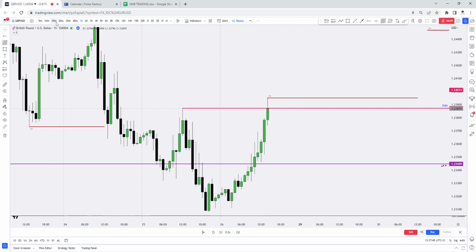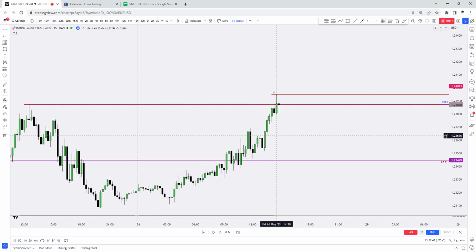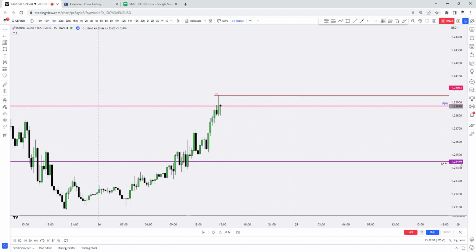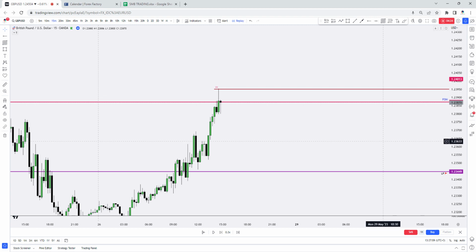So I'm gonna go on the 15 minutes time frame, and then what I'm gonna be waiting for is to see if price is ready to reverse. That means I need any reversal signatures to happen. It could be the market maker buy and sell models, but in this case it would be a market maker sell model. It could be a break in market structure.